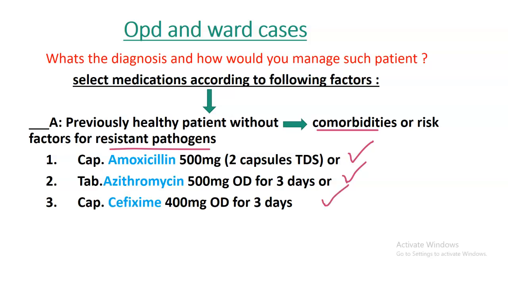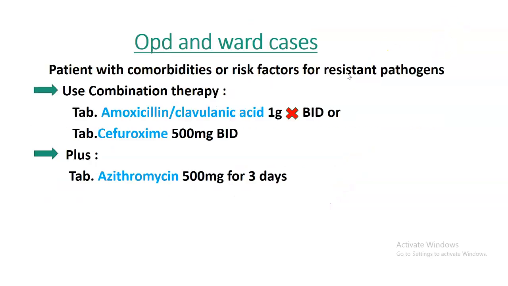Mostly you have to treat the patient for 3 days, 5 days, or 7 days, depending on the severity, but mostly we treat the patient for 5 to 7 days. So this is the patient who is healthy and without any comorbidities or risk factors. Let us see another patient, the same patient, if she presented with comorbidities and she has risk factors for resistant pathogens. Then how would you treat such a patient?